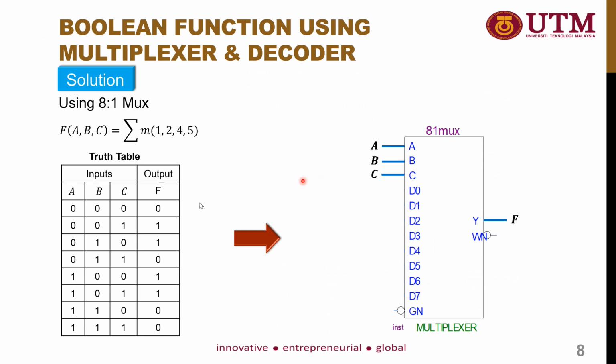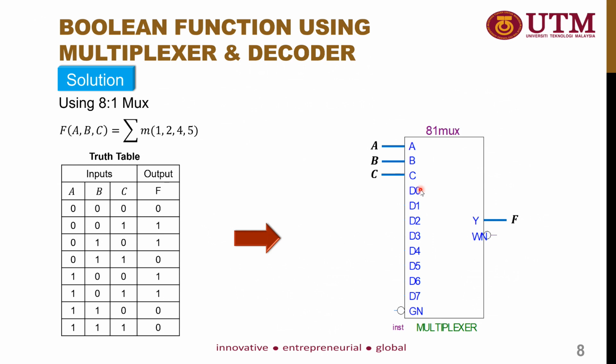Now, how do we want to interpret the function of the truth table so that we can turn this expression into an 8-to-1 multiplexer? Basically, we can just observe the output. As I mentioned before, when A is equal to 0, B is equal to 0, and C is equal to 0, the output will select D0 as the output.